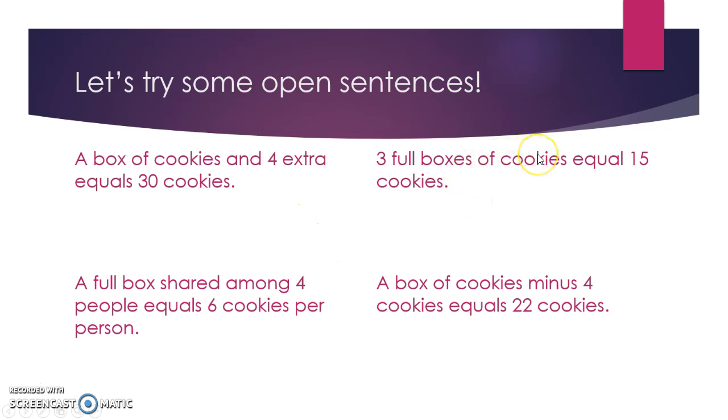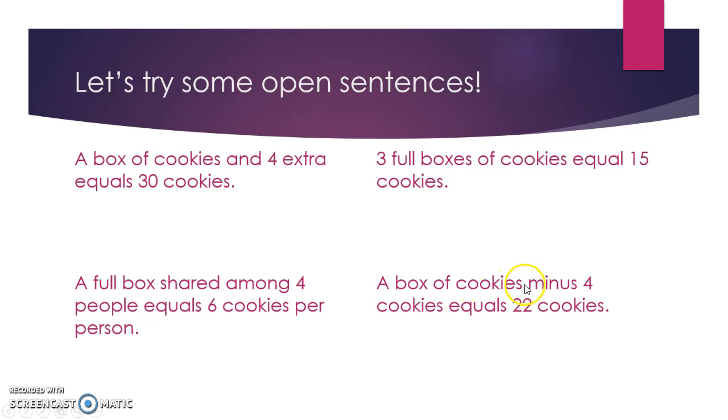A full box of cookies, or 3 boxes of cookies, equals 15 cookies. So if there's 3 boxes and 15 total, I would have to divide to find out that that has to be 5 in each box. A full box shared, oh, that sounds like division, among 4 people equals 6 cookies per person. That means if there are 4 people and we each get 6, that would be 6, 12, 18, 24 cookies, so a full box would have to be 24.